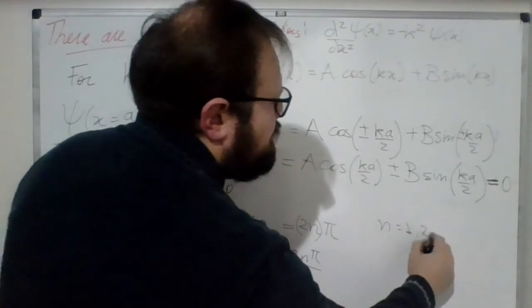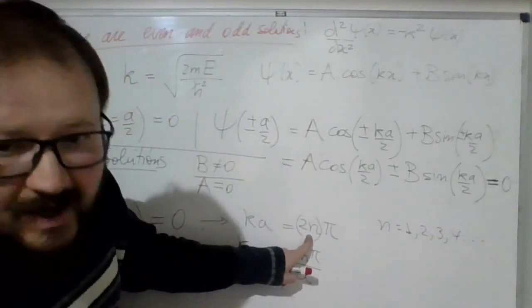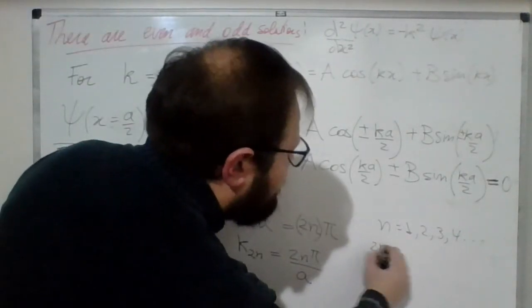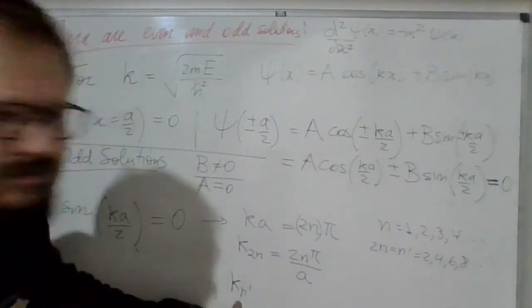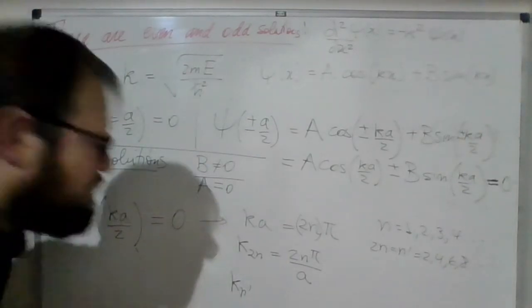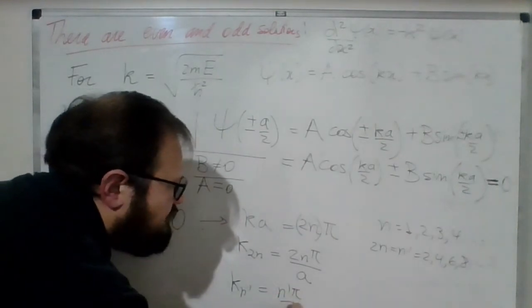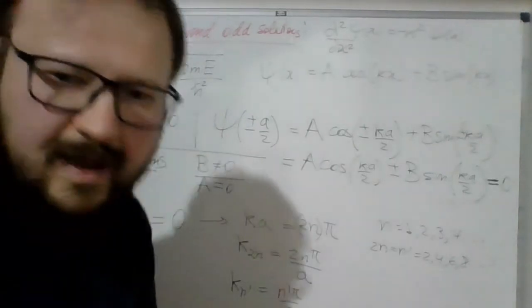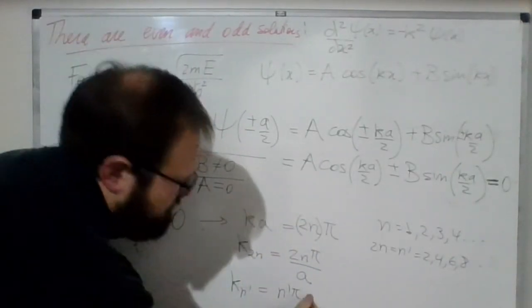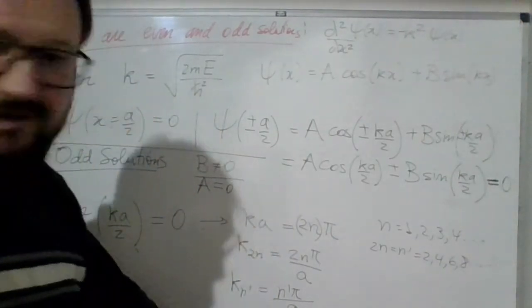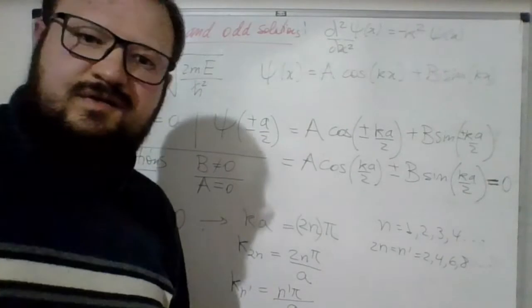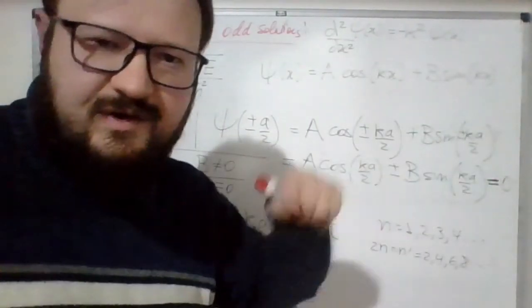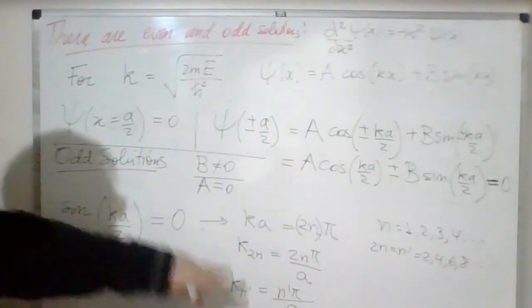These n values would be 1, 2, 3, 4, 5, and all that, but when you multiply by twice, you will find the twice the n value, which I'll call n primed, is 2, 4, 6, 8, and all that. So you'll find that k_n primed, which corresponds to the odd solutions, is n primed pi over a. Notice that now I can drop the prime and use a single variable, just n, and the odd values of the integer n correspond to even solutions, and the even values of this integer n correspond to the odd solutions. That's weird, but that's what we found.